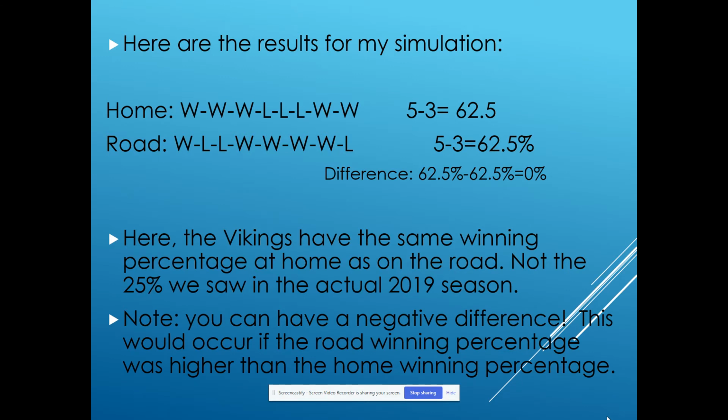You should be able to see here that it is possible to get a negative difference. If I flip these over and we went 2 out of 8 at home, and then 8 out of 8 on the road, I won more games on the road. So it's possible to end up with that negative.